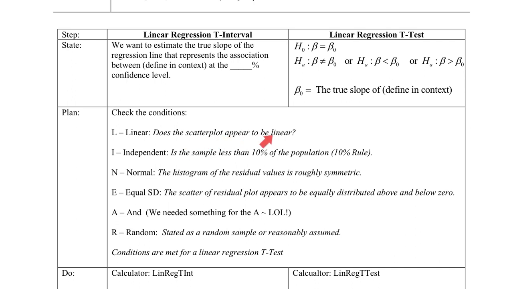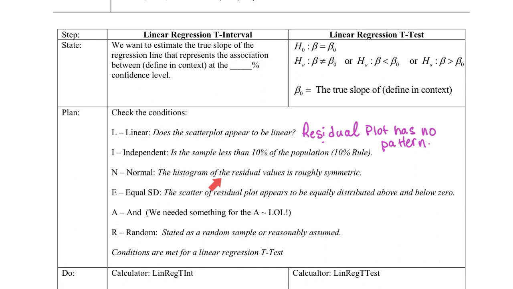So, does the scatter plot appear to be linear? So just kind of look at it. Does it look like it's got a linear shape? You really want to focus on the residual plot. So when the residual plot has no pattern to it, it looks very random, then we say that the scatter plot does appear to be linear. We've got a linear relationship. So I know this says scatter plot, but I think the residual plot, if you have one, is a better guide. Independent: is the sample less than 10% of the population? In other words, that 10% rule.